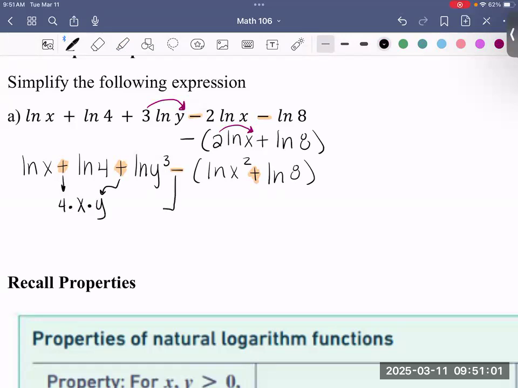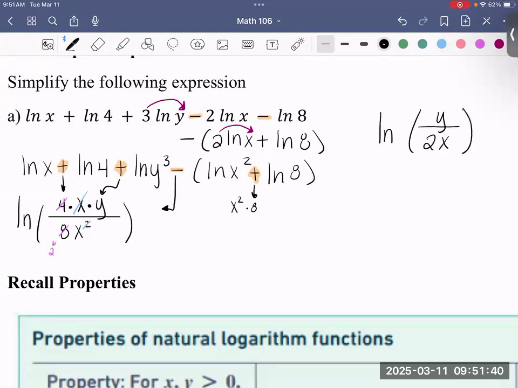That subtraction sign is going to turn into division between the multiplication of x squared and 8. So we have 8 and x squared. Now we only want to make one ln. So once we have everything together, we can make one ln and put this all together. And now it's up to us to simplify, right? 4 and 8 can simplify, so that'll go to 2. We also have bottom heavy x, so we're going to leave one x behind. So you have ln of y over 2x. And that is your simplified form, right?